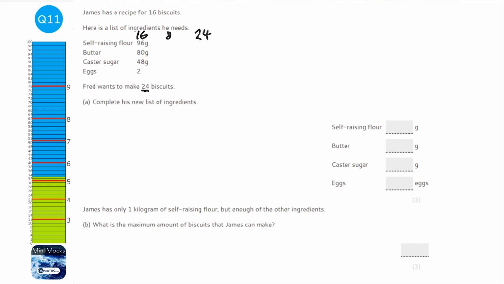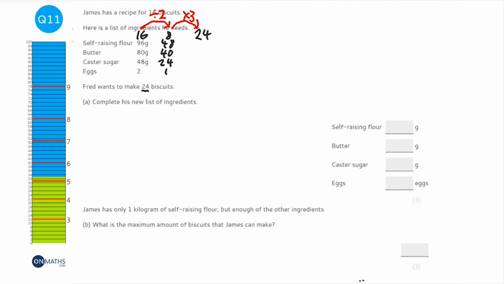Okay, so to find out how many for 8, obviously we're going to divide them by 2, and then we're going to times them by 3. So for 8, half of 96, well, half of 90 is 45, half of 6 is 3, so that's going to be 48. Half of 80 is 40, half of 48 is 24, and half of 2 is 1.